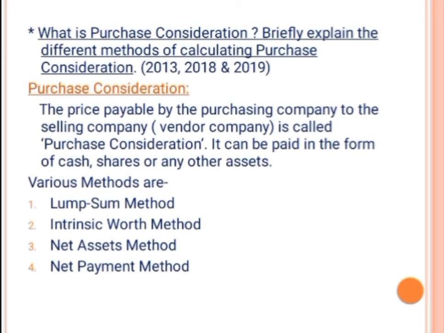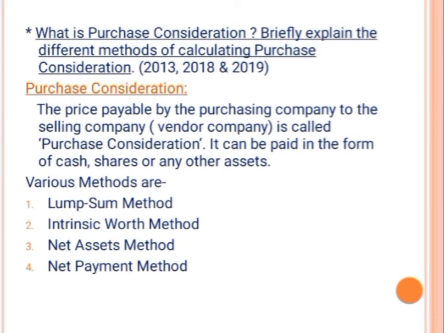Then let us see what are the various methods of calculating purchase consideration. There are 4 methods of calculating purchase consideration. The first method is lump sum method, second one intrinsic worth method, third one net assets method, and last one net payment method. Now coming to the first one, that is lump sum method. Here the lump sum amount of purchase consideration will be specifically stated in the question. So there is no requirement for further calculation. Whatever lump sum amount is stated in the question, that itself has to be considered as the purchase consideration. Okay, that is under the first method.